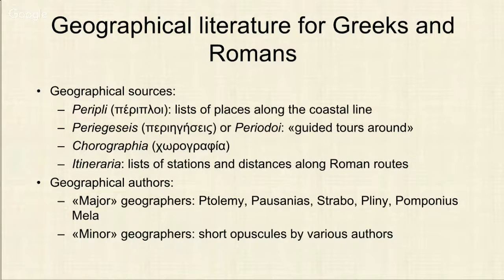We have, obviously, a list of authors that we can consider geographical, largely. We have the major geographers, and of some of them, many of you probably heard of. We have Ptolemy, we have Pausanias, we have Strabo, we have Pliny, we have Pomponius Mela, and so on. And then we have the so-called minor geographers, that are essentially people whose identities we know nothing about, who wrote these very short opuscles.